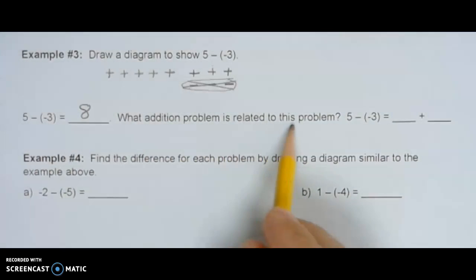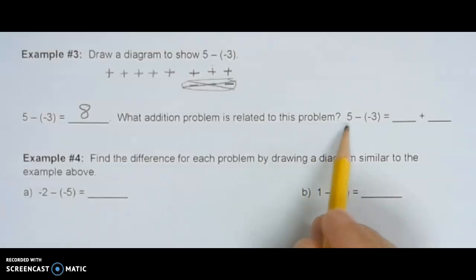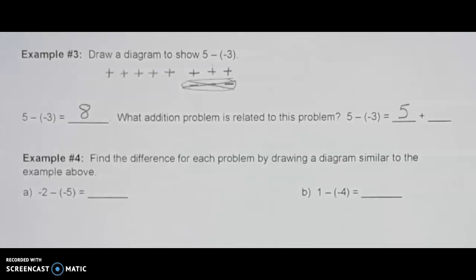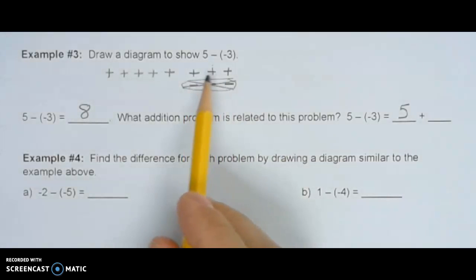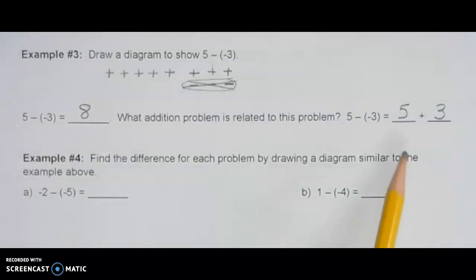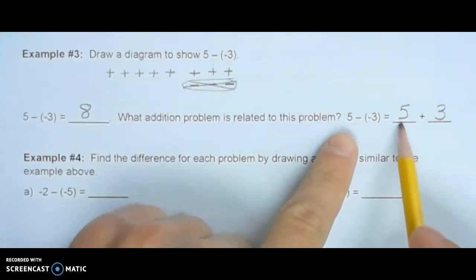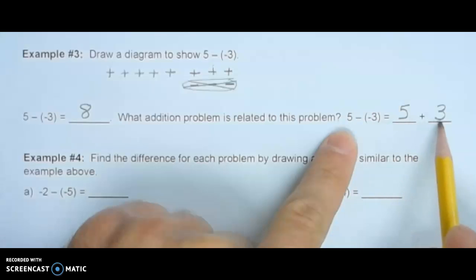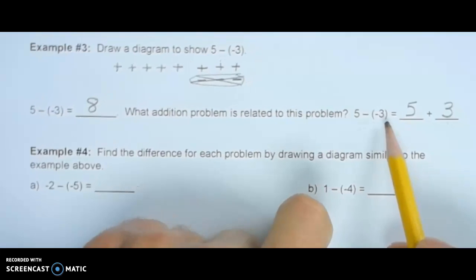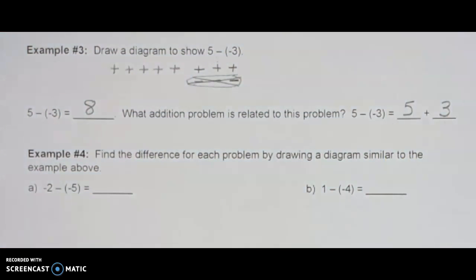What addition problem is this related to? Well, again, if I start with 5 positives, in order to get up to 8 positives, I need to add 3 more positives. So again, this is related to the same thing that we saw earlier. I can rewrite this as an addition problem by keeping the first number and then adding the opposite of the second number. 5 minus negative 3 is the same as 5 plus 3.